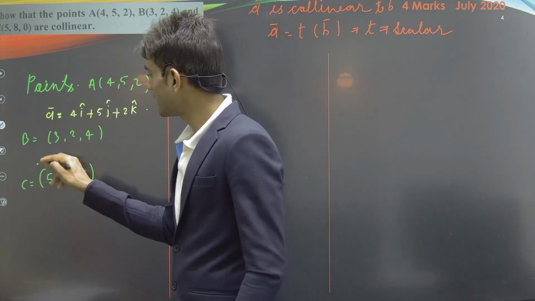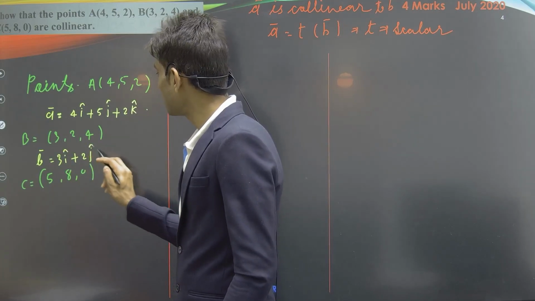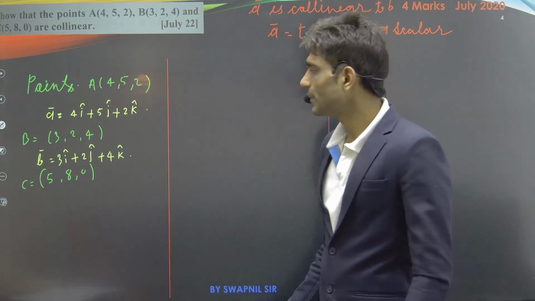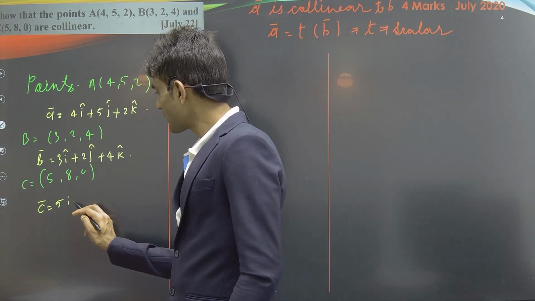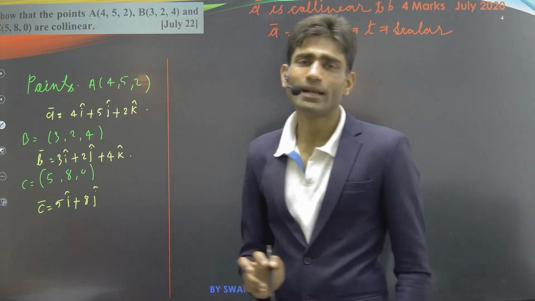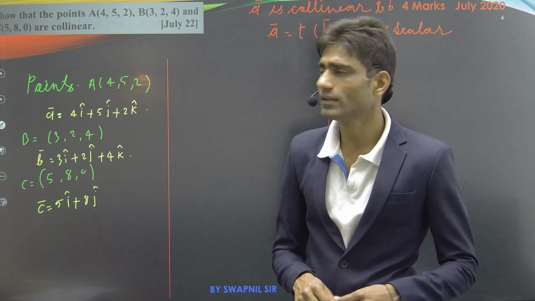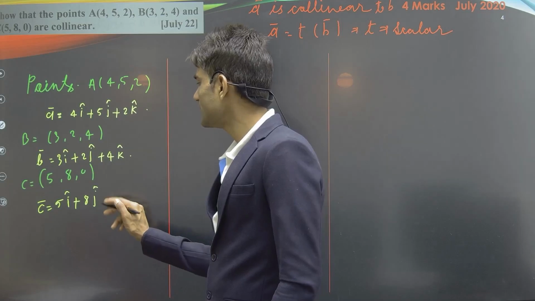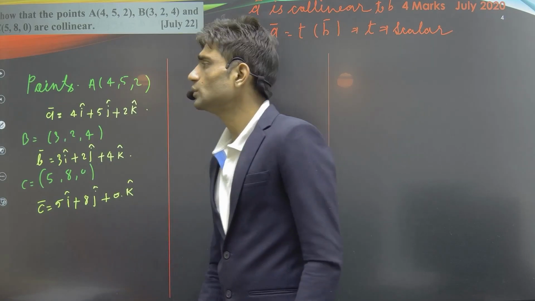Similarly, define the position vector b bar as 3 i cap plus 2 j cap plus 4 k cap. This is the second position vector b bar. Position vector c bar can be written as 5 i cap plus 8 j cap plus 0 times k cap. I'm using the cap notation because a position vector has direction as well as magnitude.